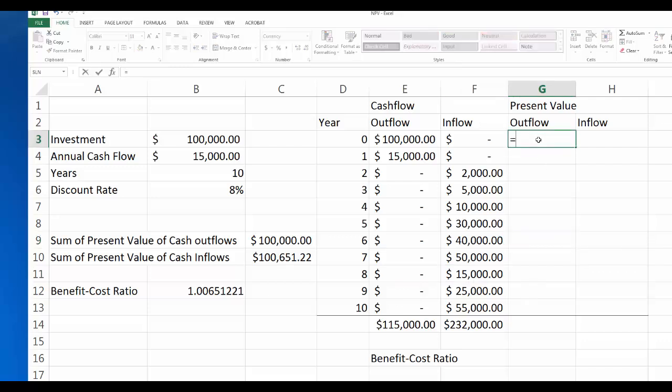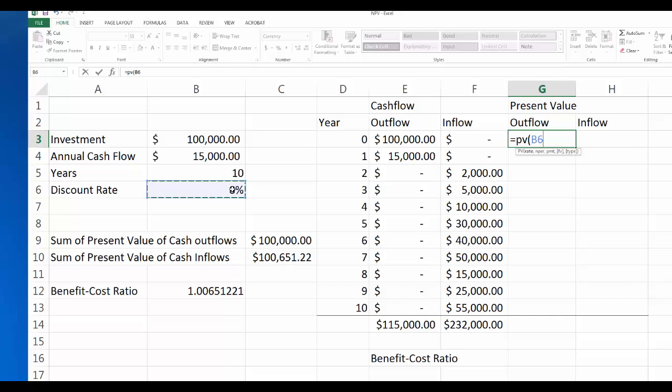Just like before, we're going to use the present value function, but we're not going to do the present value of an annuity. We're going to do the present value of some lump sum future value, and then we're going to add all those up and get the same effect as the present value of an annuity, but we can't do it with the annuity formula because our stream of payments is not constant. So our interest rate is going to be 8%.